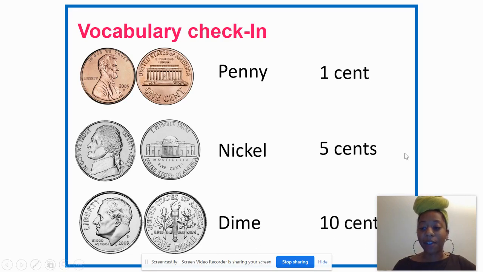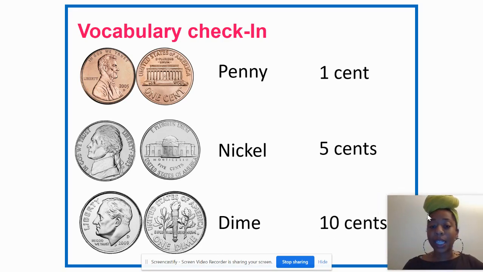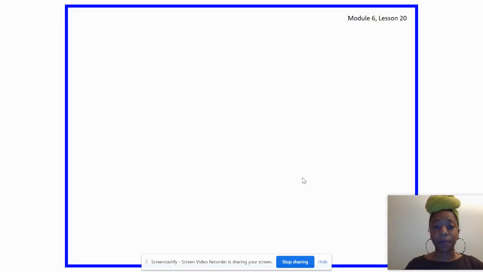10 cents. All right, friends, we know our pennies, our nickels, and our dimes, and the value of each of those coins. The value is how much a coin is worth. What's the value? You're right, how much a coin is worth. The value of a penny is 1 cent. The nickel has a value of 5 cents, and the dime is worth 10 cents. Good job, you guys.